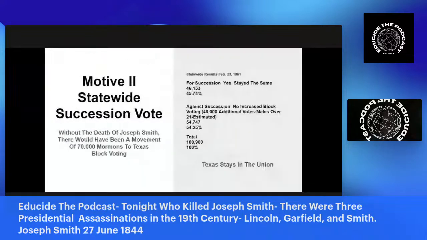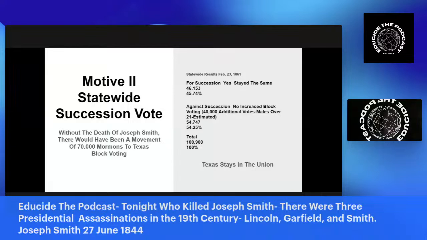without the death of Joseph Smith, there would have been a movement of 70,000 Mormons to Texas, which would block voting. Let's look and see what the results would have been on that same February 23rd, 1861. For secession, the United States, the same amount of votes, 46,153, or 45.74%. Against secession, no.